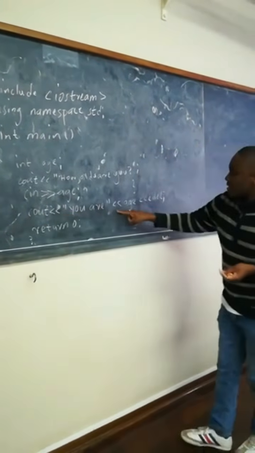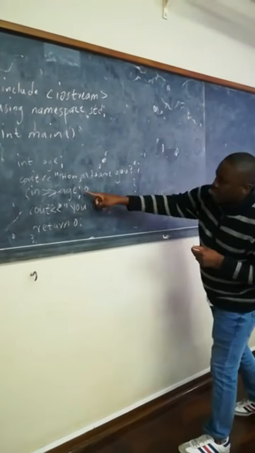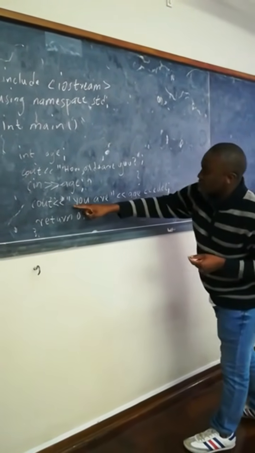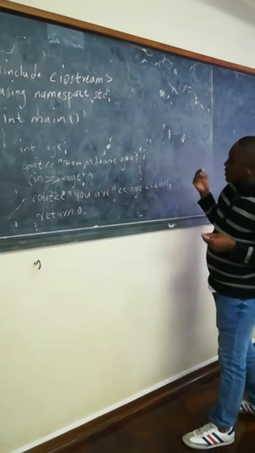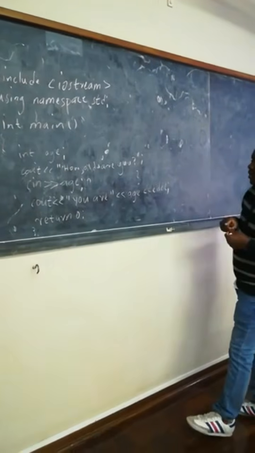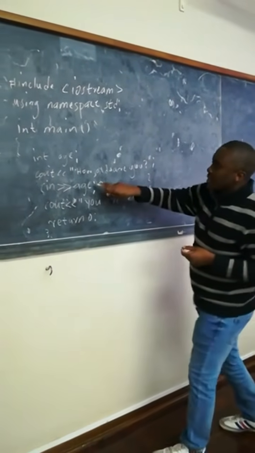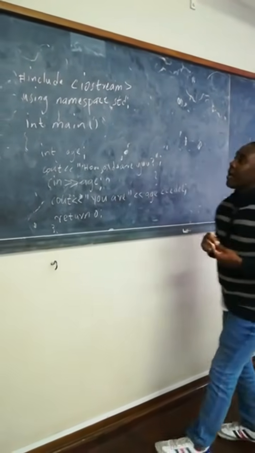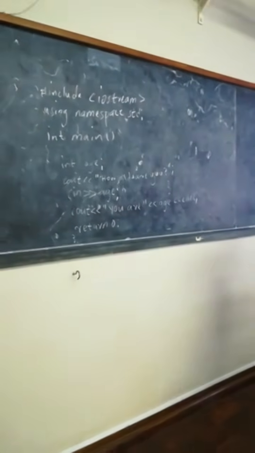After this statement, when the user inputs the age, it will pop out and say you are age. If you put 22, it will say you are 22. It's because when you put 22, it's stored in age. For the declaration, we have many of them.